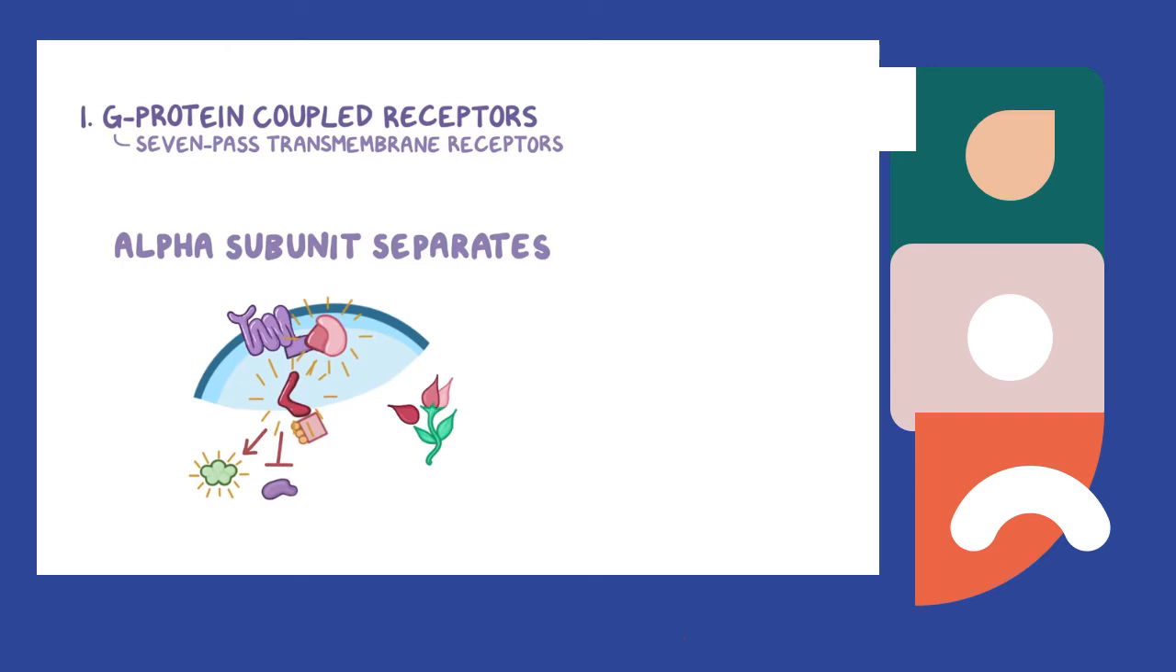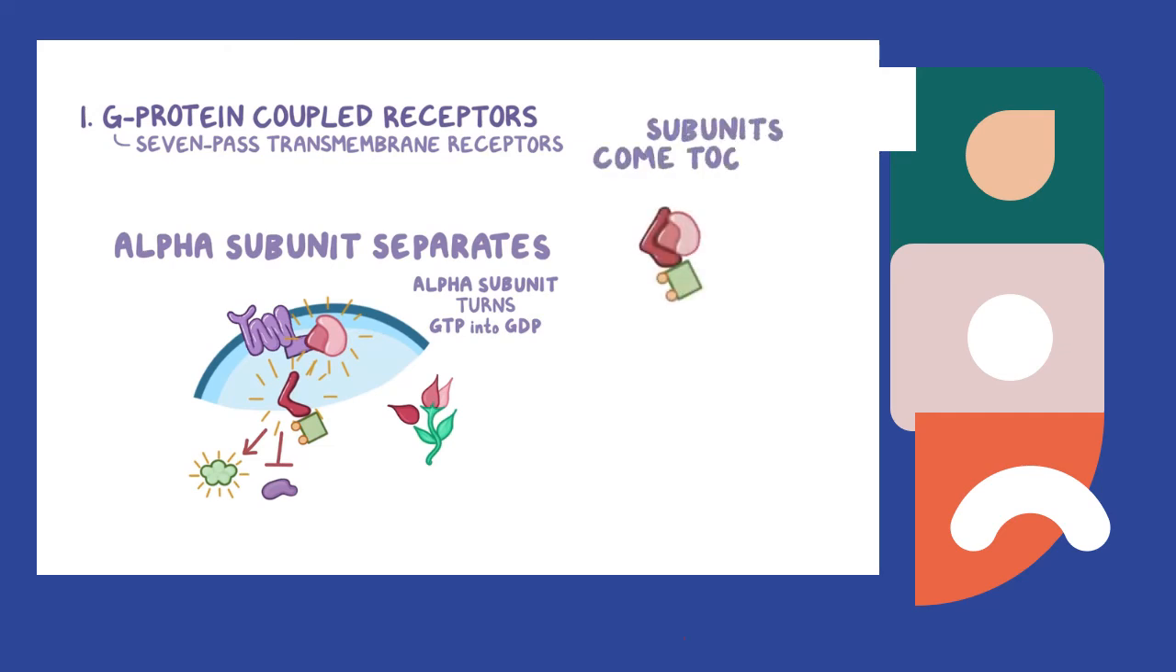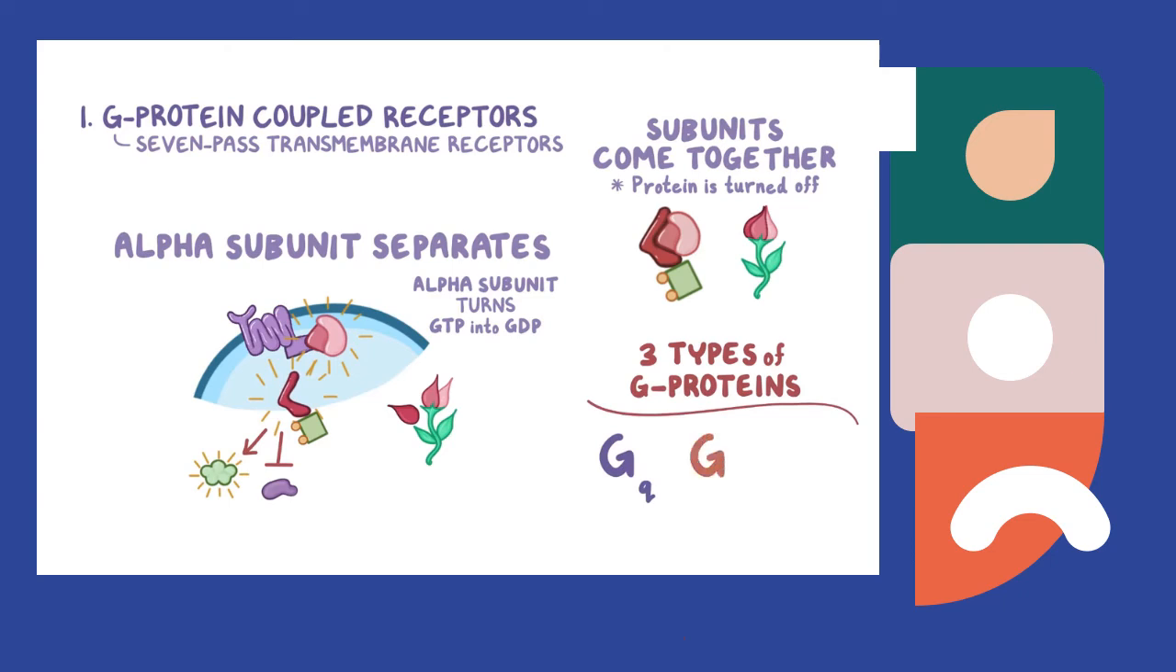But to act on other proteins, the alpha subunit turns GTP into GDP, and when that happens, the 3 subunits come together again. The flower closes, and the G protein is turned off. Overall, there are 3 types of G proteins: GQ, GI, and GS, and each one stimulates and inhibits a different set of enzymes and molecular pathways.